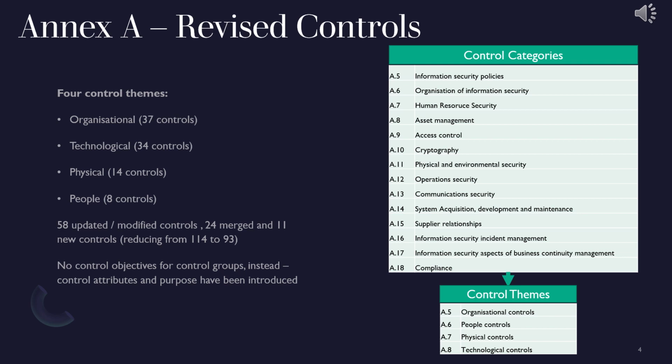Let's start with the changes to Annex A or Table A1. Previously, there were 13 control categories which addressed areas of control from mobile device management to people and physical security, and of course networks and communications security. There was, however, a fair amount of overlap between controls from Annex A. This has now been rectified with the merging of similar controls and splitting Annex A into just 4 control themes.